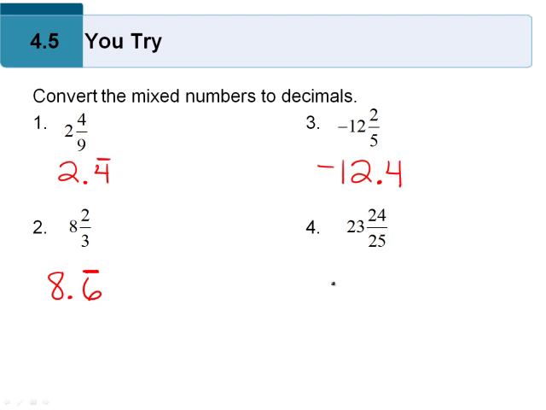And number 4, put the 23 there. 23 and 24 over 25. Now divide 24 by 25 and we get 0.96. And that goes behind the decimal point. And that might be it for this section. Yep, that's it. So now you can do the homework in 4.5.